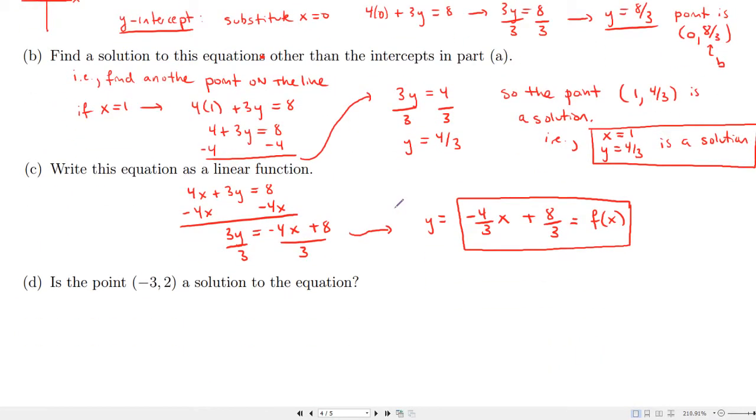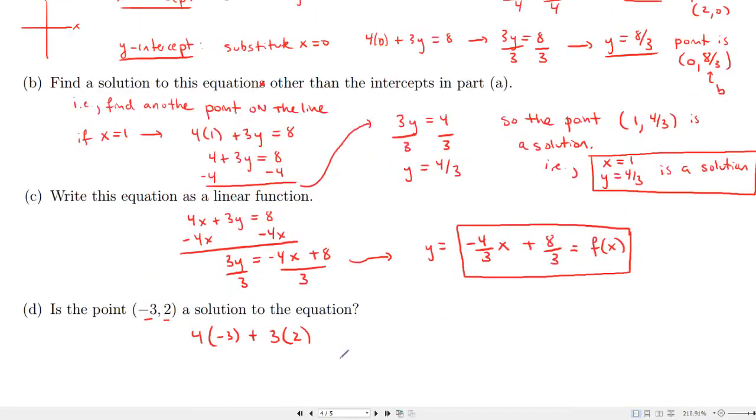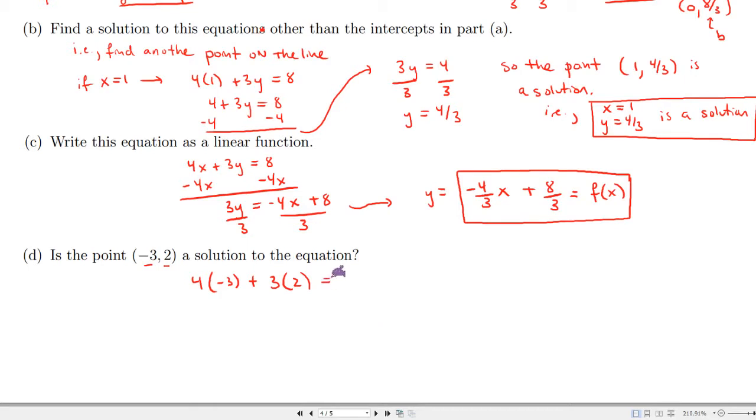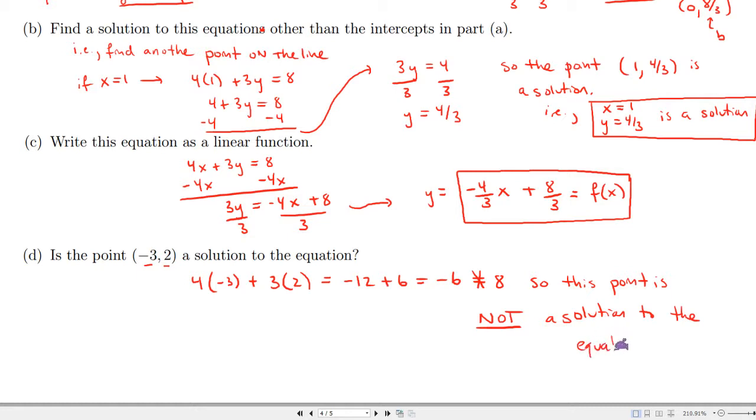So substituting in 4 times negative 3, because that's our x value, plus 3 times the y value, what do we get? If it was a solution, we should get 8, right? But let's see what happens. So this is equal to negative 12 plus 6, which is negative 6, and that is not equal to 8. So this point is not a solution to the equation. And I'll leave it as a challenge to you to figure out, if you had x equals negative 3, what is the correct y value?